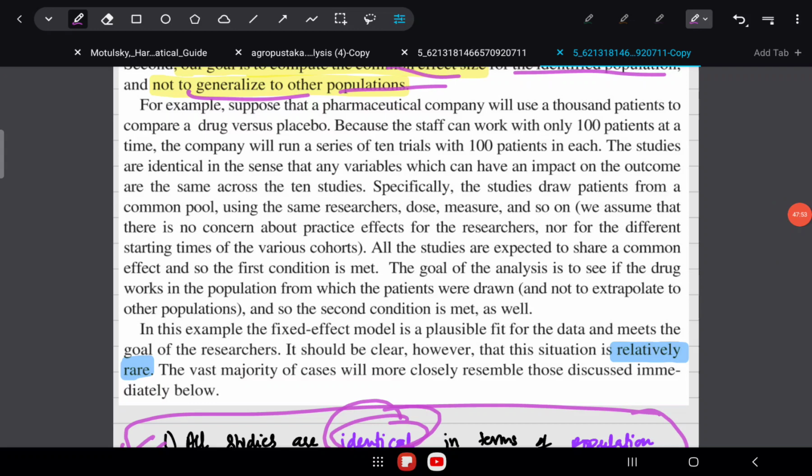So one example I can give you of a rare scenario. Mostly we go for random effect modeling, but this is one possible scenario where fixed effect modeling might work. So let's say you have a pharma company and they have done a number of trials, maybe 10-20 trials of a single drug, and each trial consists of maybe 100 or 200 patients, right? So all these trials have been done in the same kind of population. Let's assume Caucasian population. You have the same drug, the same dose, and the variables that can have impact on the outcomes are also the same across all the studies.